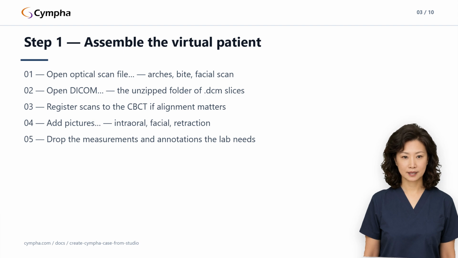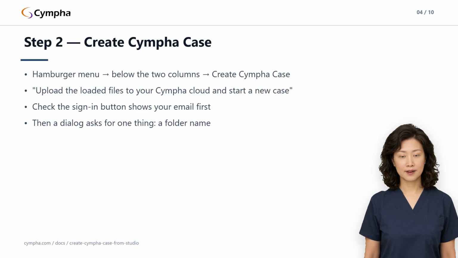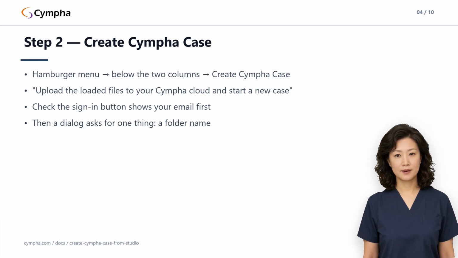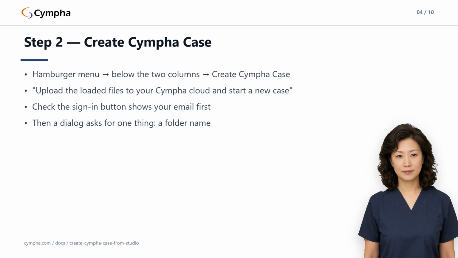Step 2. Click the hamburger icon at the top left. Below the two menu columns, Models and Data, View and Help, sits a row of action buttons, and among them, Create Cympha Case, described as upload the loaded files to your Cympha cloud and start a new case. Before you click it, glance at the sign-in state. The Cympha sign-in button should be showing your email address. If it says sign in to Cympha instead, do that first. The action needs your cloud.